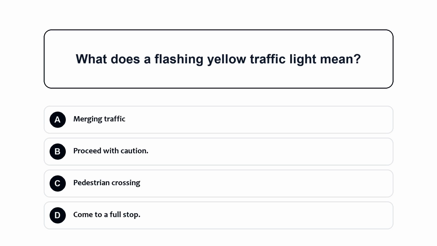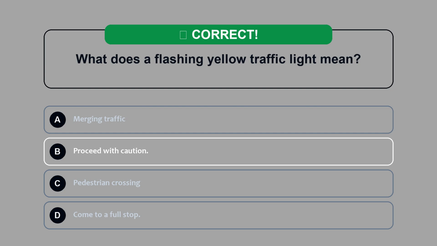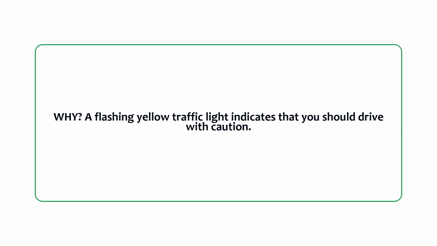Question 18. What does a flashing yellow traffic light mean? Option A. Merging traffic. Option B. Proceed with caution. Option C. Pedestrian crossing. Option D. Come to a full stop. The correct answer is option B. Proceed with caution. Explanation. A flashing yellow traffic light indicates that you should drive with caution.